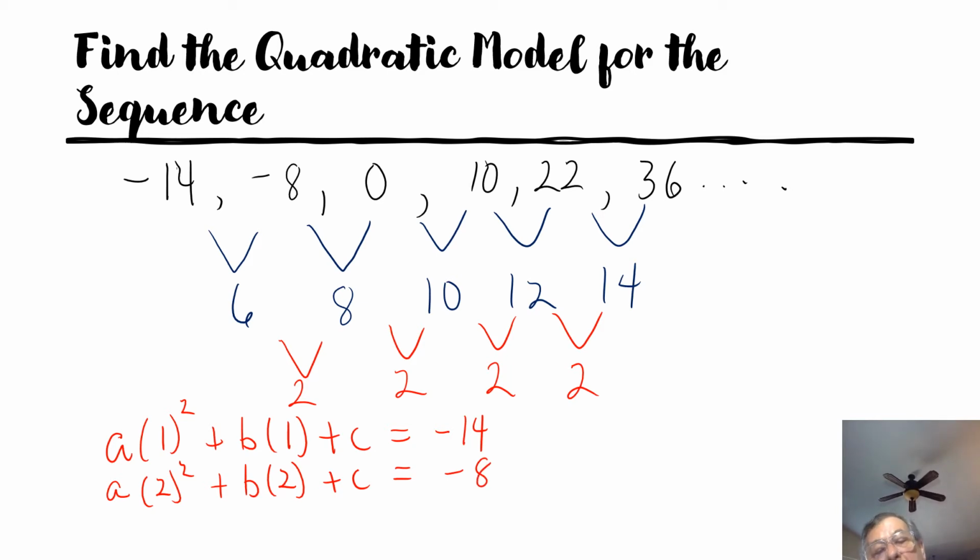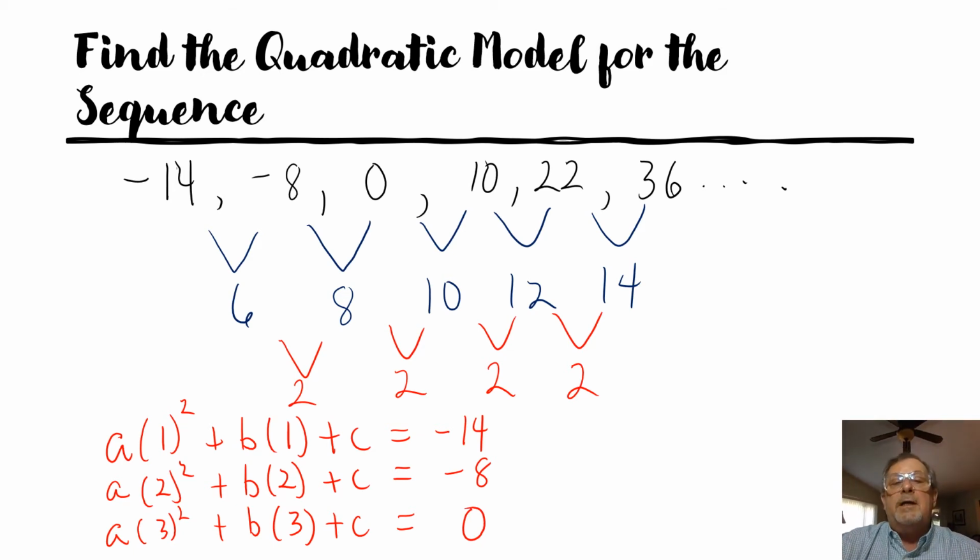And then lastly, since we got 3 variables, we're going to set up 3 equations, 3 variables, 3 equations, A, B, C being our variables. We're going to have A times 3 squared plus B times 3 plus C equals the third number in the sequence, 0. And we're going to build a matrix and then use reduced row echelon form. From there, we can build a quadratic model for this sequence. Hold on, we're coming there.